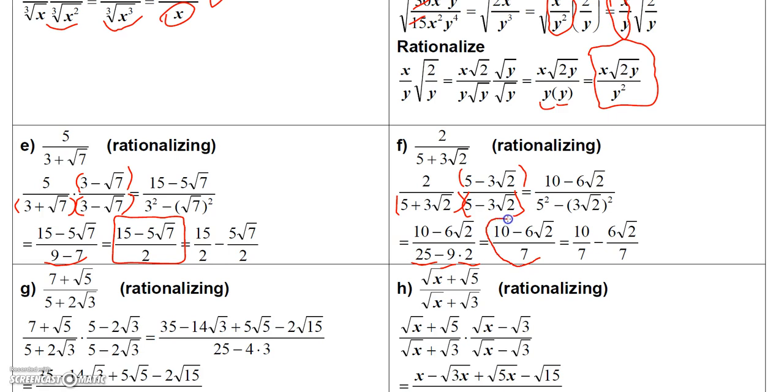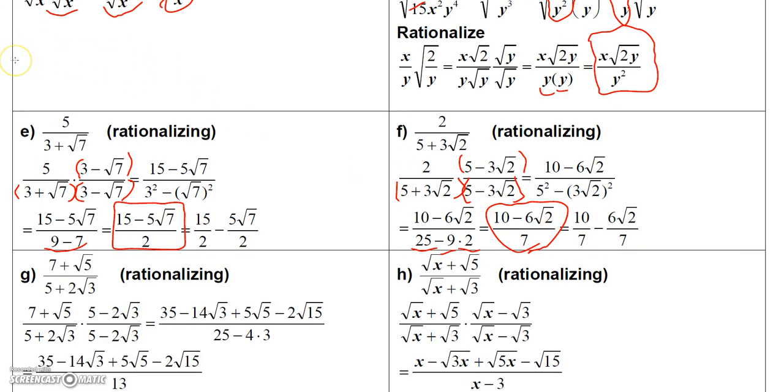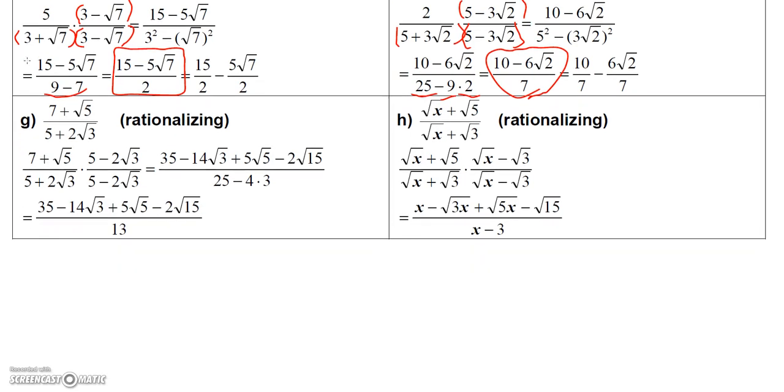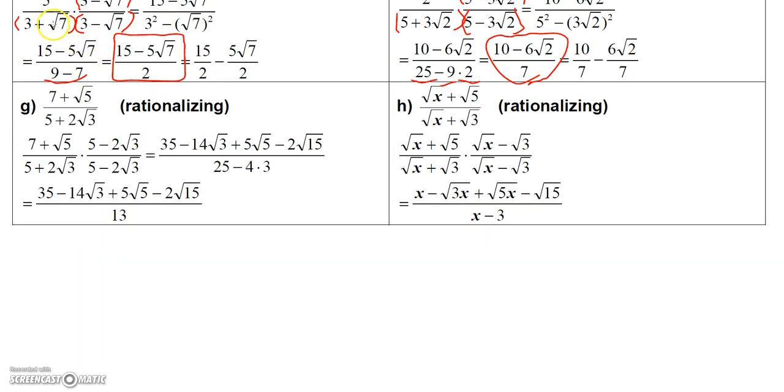So again, there's the final answer, but if you're asked to write it, break it up into 2 terms, you would get 10 over 7 minus 6 square root of 2 over 7. And so that's the rationalizing concept. The only thing I can really do to make it more difficult is to show you some with denominators that might be a little more difficult to multiply out.